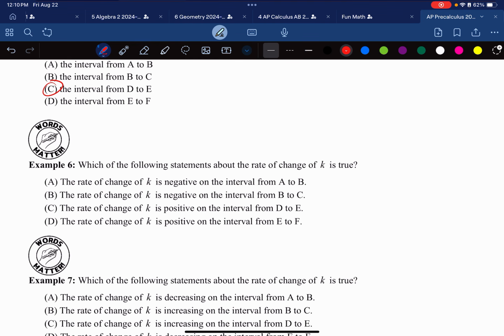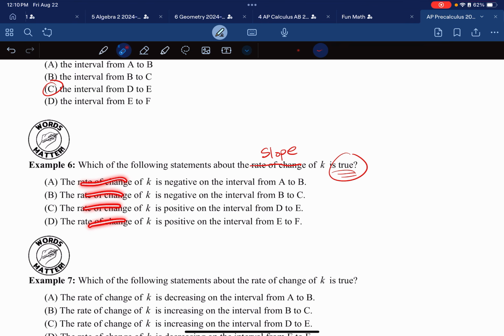All right, let's try example number 6. Which of these following is true? Remember, sometimes these questions ask which is false, so be careful of these words. And I see the word rate of change. Immediately, what do we do? We cross it off and we say slope. Which of the following statements about the slope is true? And again, all of these don't say rate of change, they all say slope. Is the slope positive or is it negative?